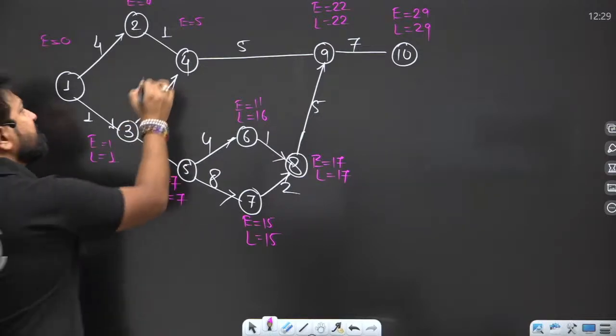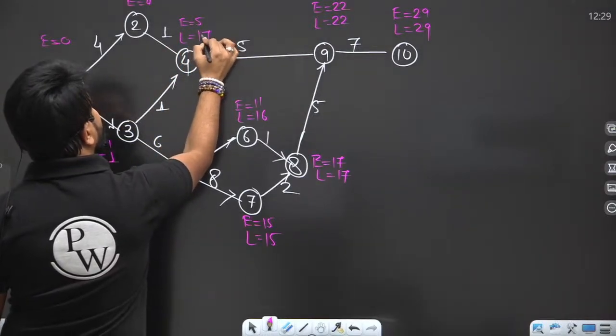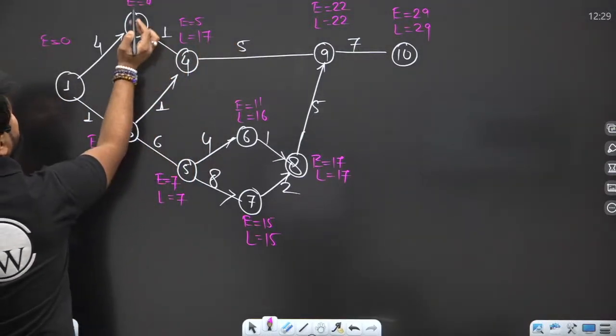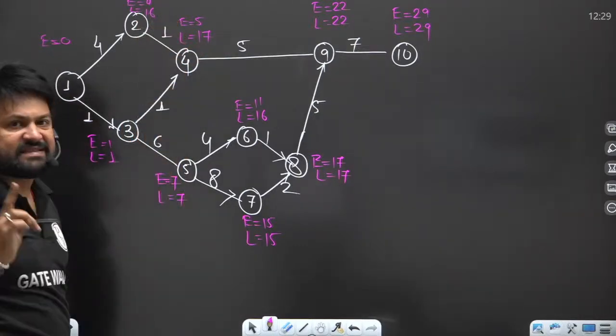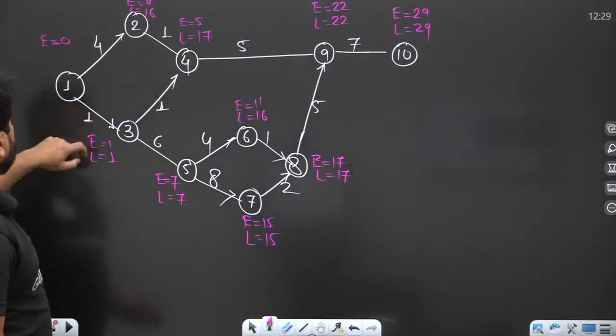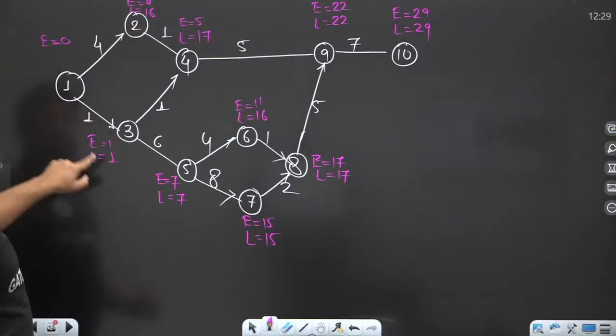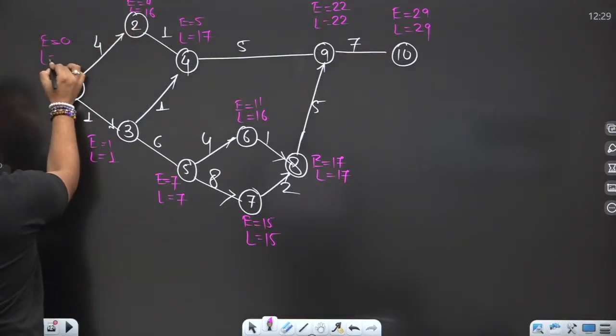22 minus 5, so L becomes 17. Now 17 minus 1, that is 16. Now 16 minus 4 is 12, then 12 minus 12, so L will become 0.